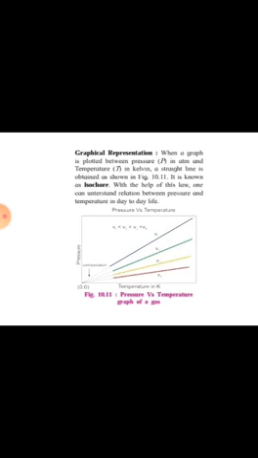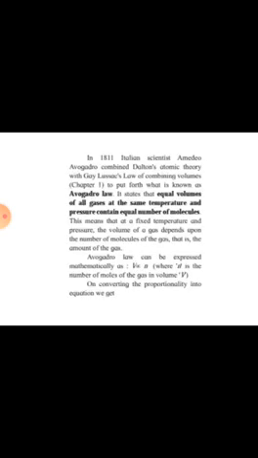Graphical representation. When a graph is plotted between pressure P in atmosphere and temperature T in Kelvin, a straight line is obtained. It is known as isochore. With the help of this law, one can understand the relationship between pressure and temperature in day-to-day life. Graph is also plotted there, which is passing through the origin.